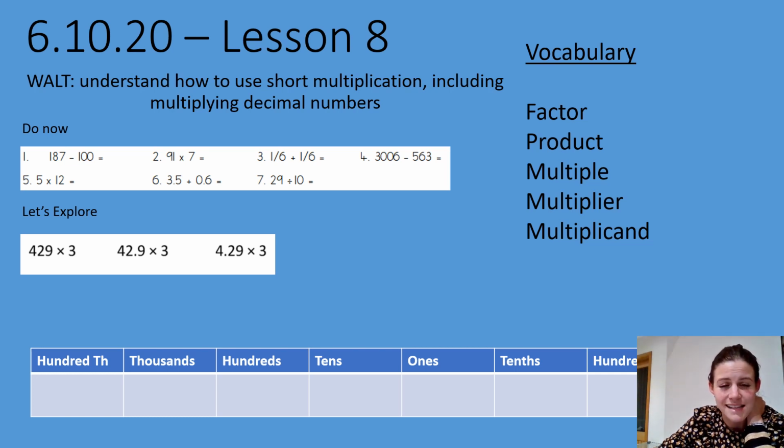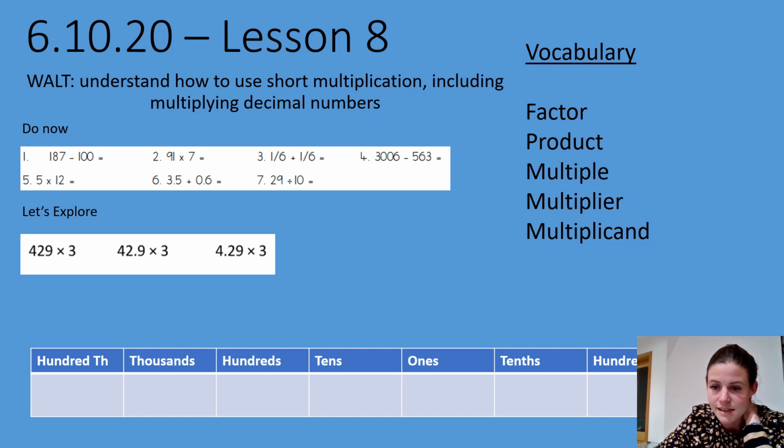So today's lesson, a little bit of context, leads directly on from 6P, what we did on Friday. We did 2 lessons together on Friday, and then 6O, it leads on from the 2 lessons that you did yesterday. So we're still multiplying, we're still using short multiplication, and we are also multiplying with decimal numbers.